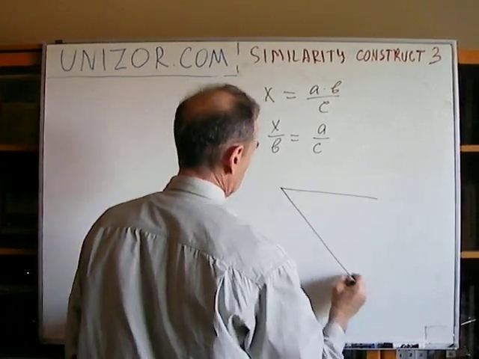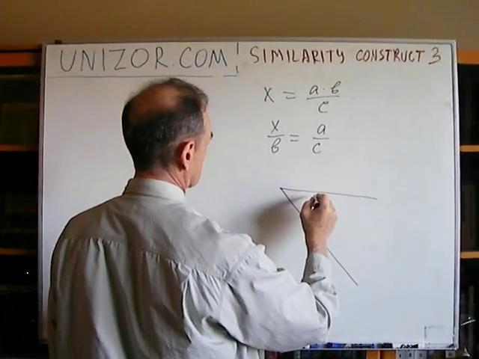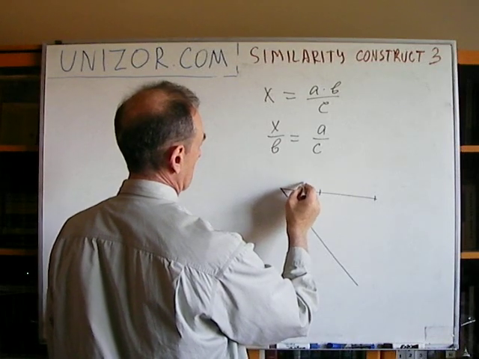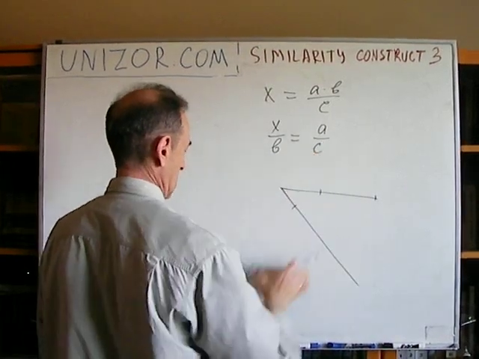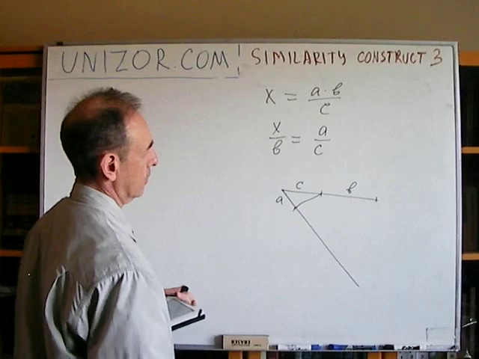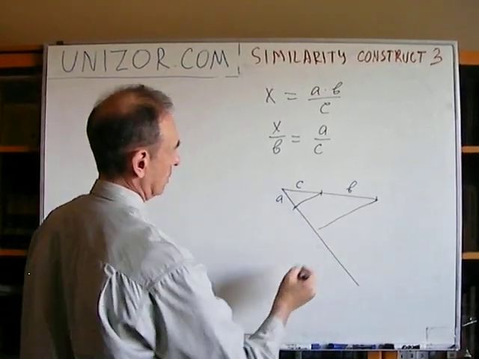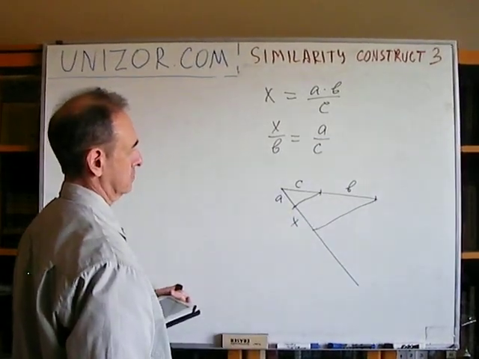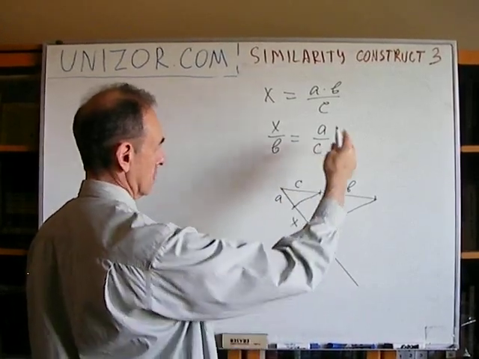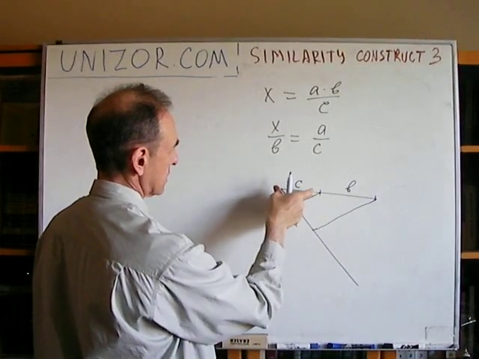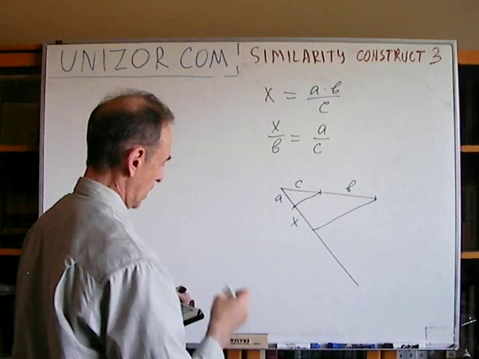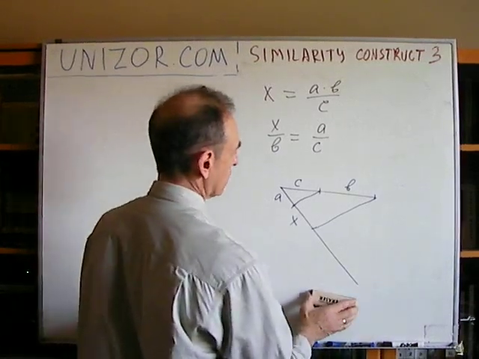You draw an angle. You position your B, and then draw parallel lines, and then a parallel to this one. That would be your X. A to C is equal to X to B. The way to construct it is using the compass: on any angle, you put the segment C, after that B, on this side A, you draw the lines, connect the end of this to the end of this, and the parallel will be your X. Again, the proof follows from the theorems of similarity.